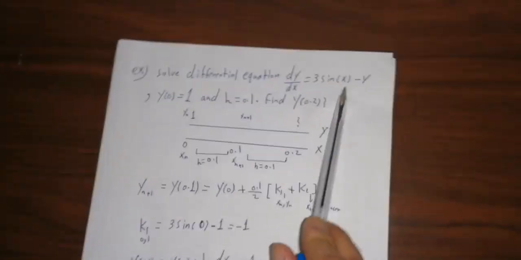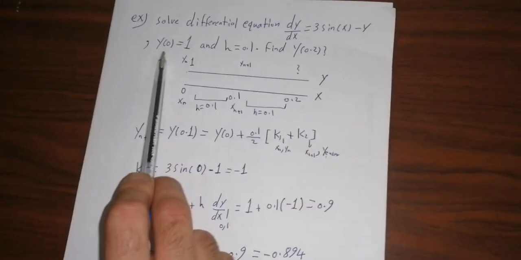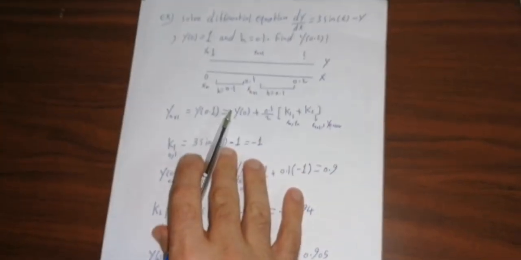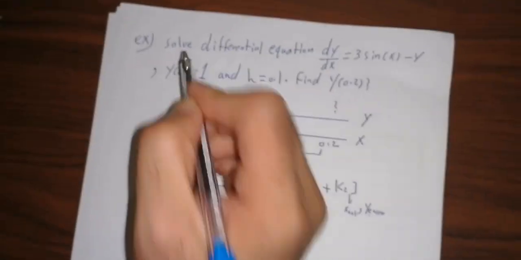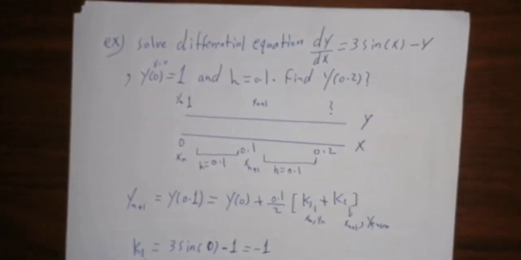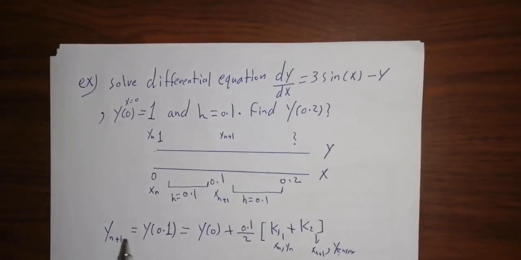Now let us take an example. Solve the differential equation dy over dx equals 3 sine x minus y, at initial condition y at 0 equals 1. That means when the independent variable equals 0, y equals 1. Step change 0.1, find y at 0.2.